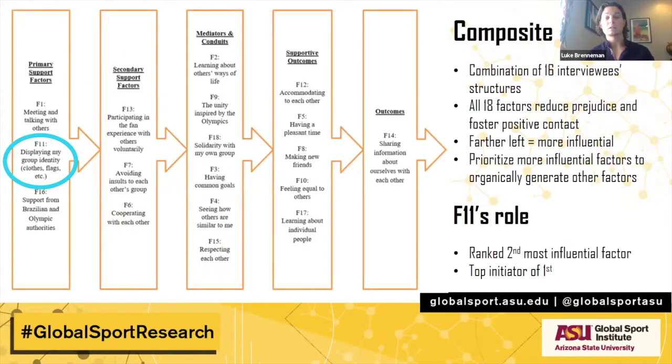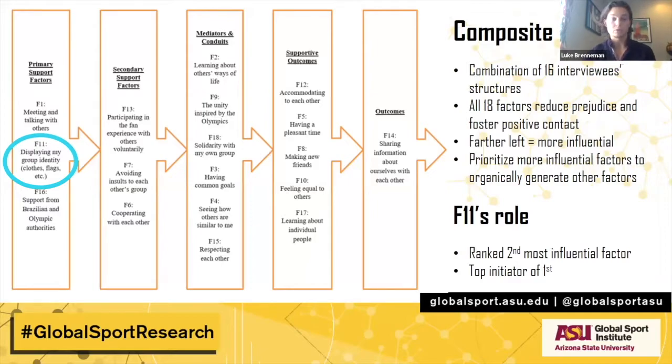So this is the composite structure that is a combination of all 16 interviewee structures. What I did is calculate a score called the influence score. In short, an influence score is determined by how many factors a single factor travels through, how many it helps to emerge in a fan's experience. So the more influential a factor is in facilitating the other factors, the farther to the left it is, and the more of an outcome rather than an influencer it is, the farther to the right it is.